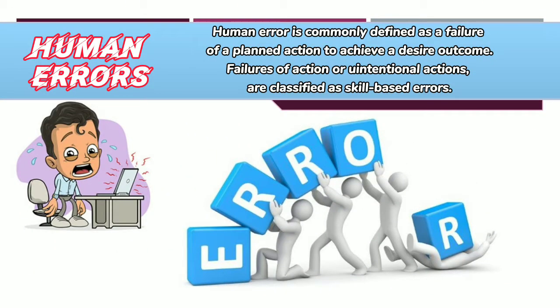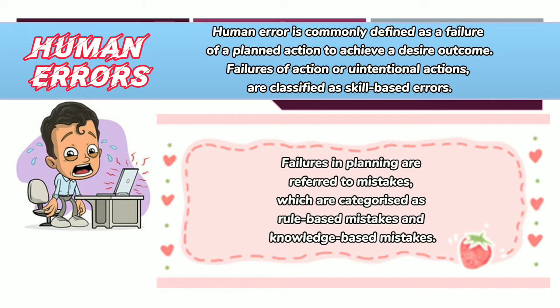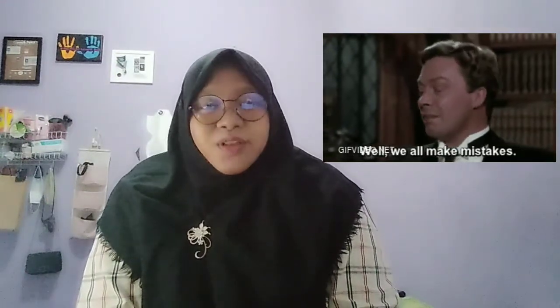Human error is commonly defined as a failure of a planned action to achieve a desired outcome. Failures of action or unintentional actions are classified as skill-based errors. Failures in planning are referred to as mistakes, which are categorized as rule-based mistakes and knowledge-based mistakes. So, in conclusion, humans of course will make mistakes.